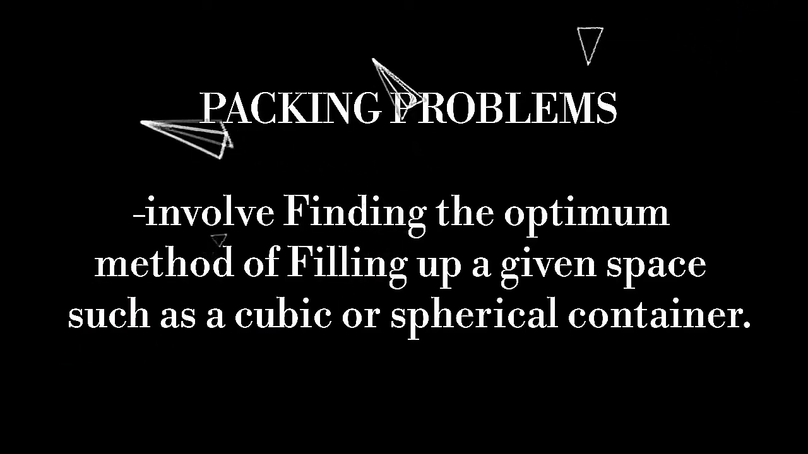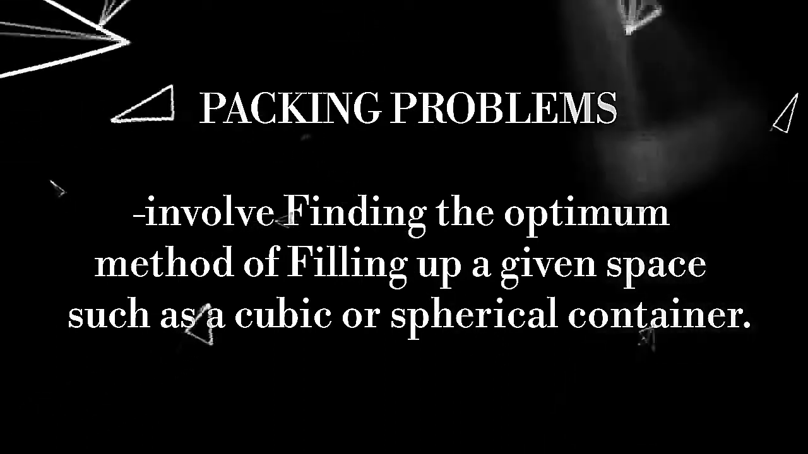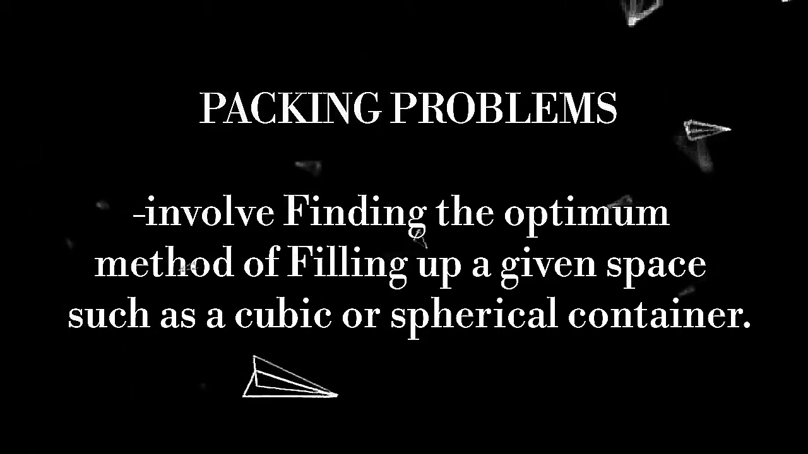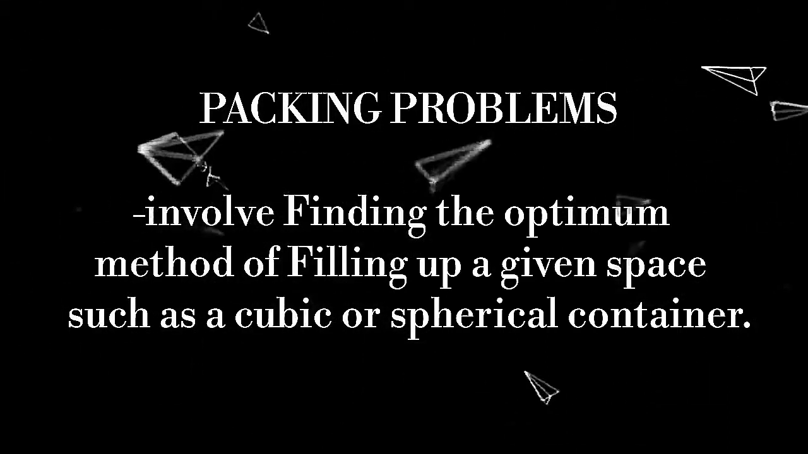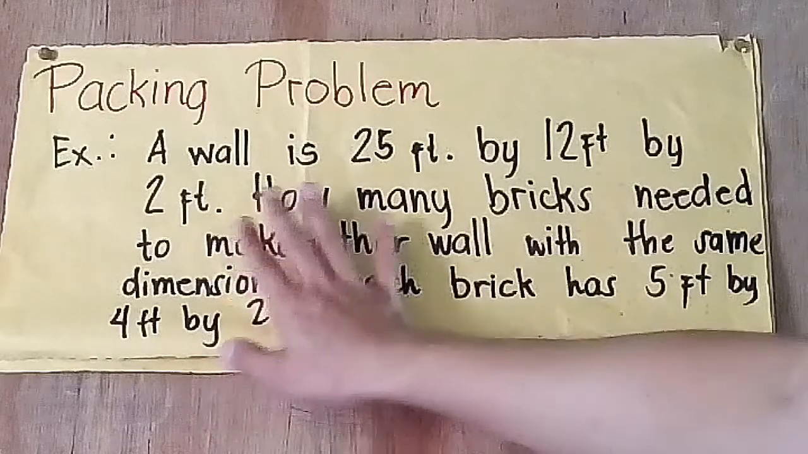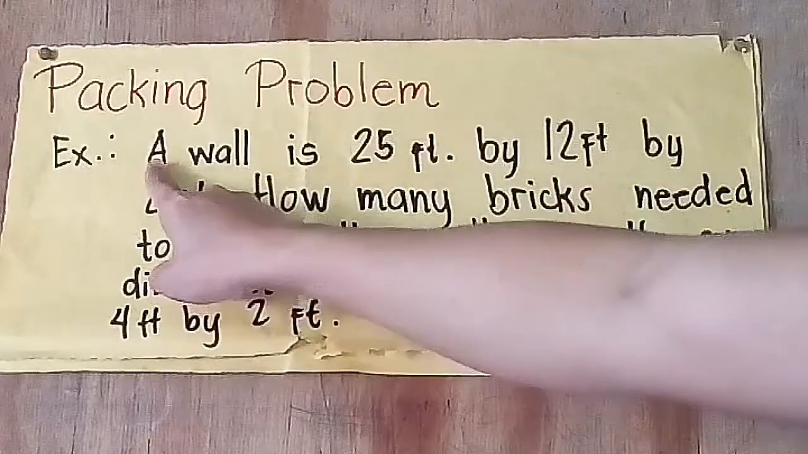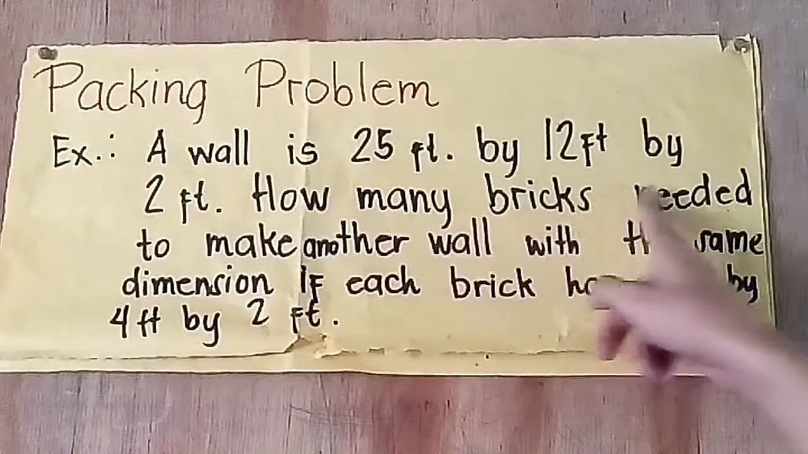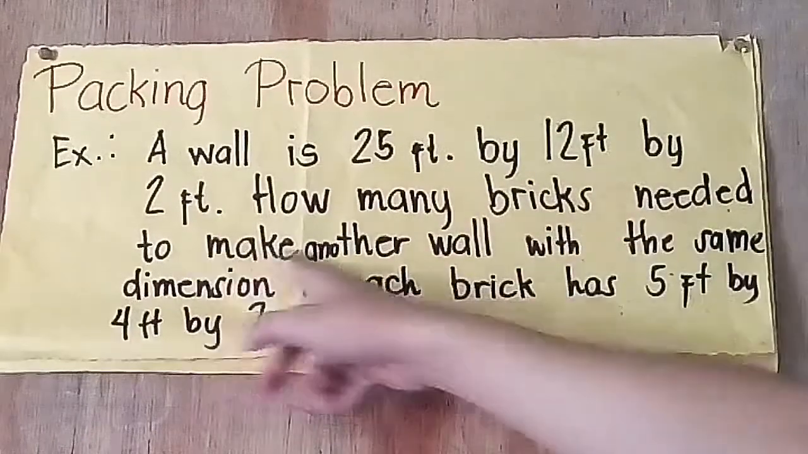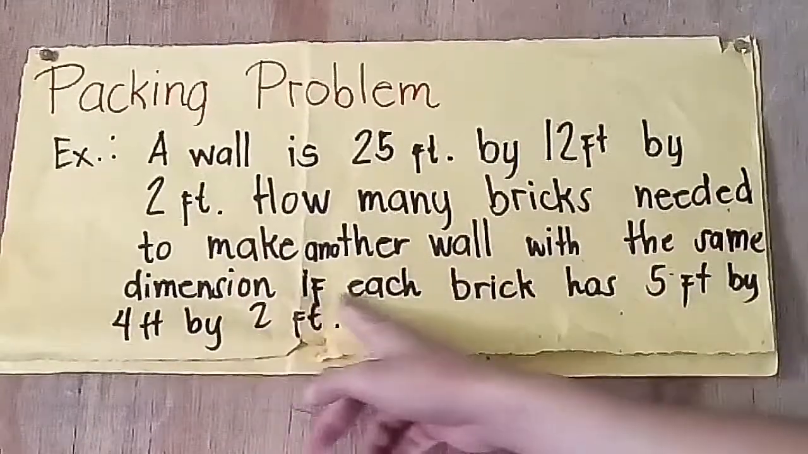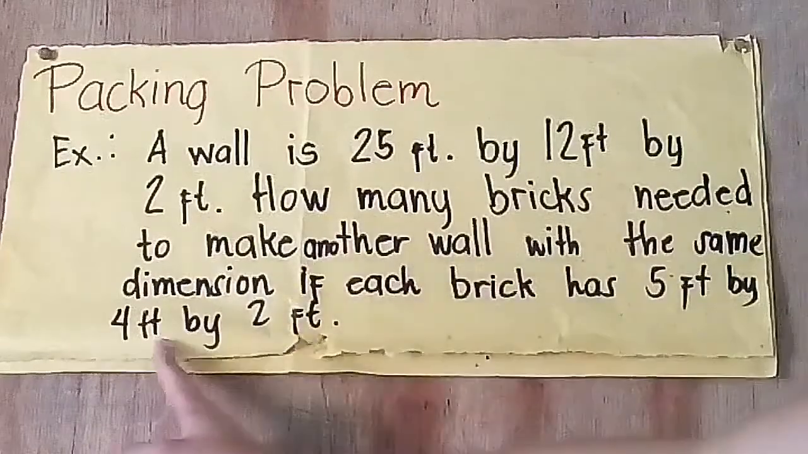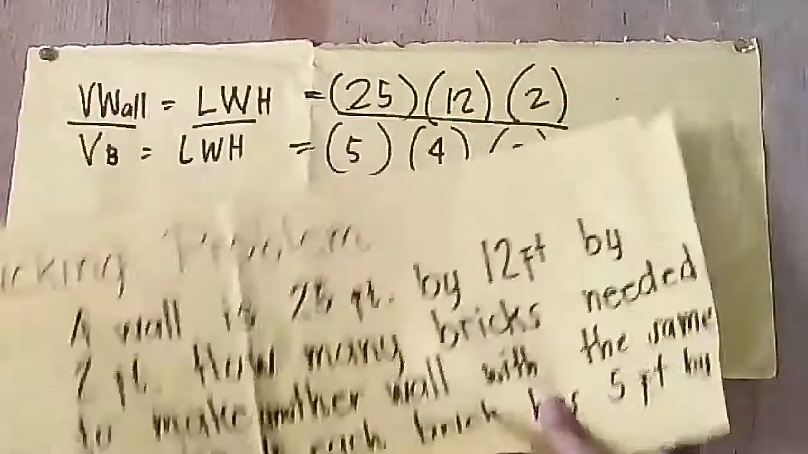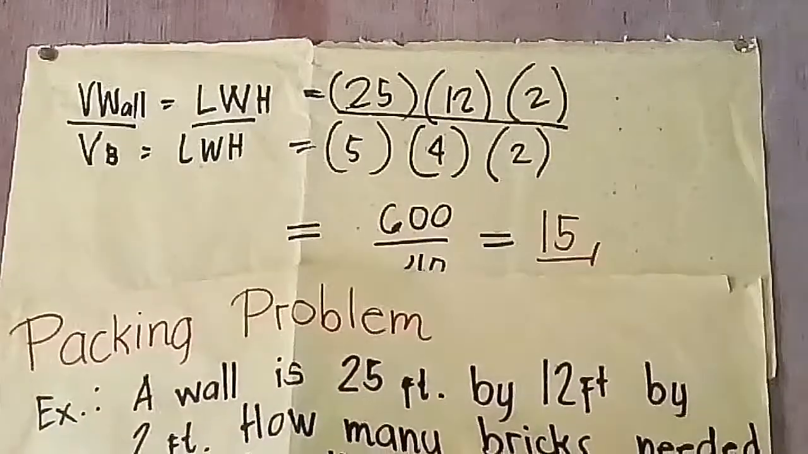Packing problems involve finding the optimum method of filling up a given space, such as a cubic or spherical container. Here is our example about packing problem. A wall is 25 feet by 12 feet by 2 feet. How many bricks needed to make another wall with the same dimension if each brick has 5 feet by 4 feet by 2 feet? So, first step is we need to get the volume of the bricks and the wall.